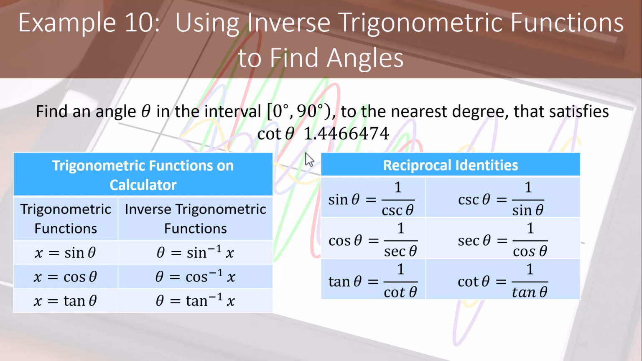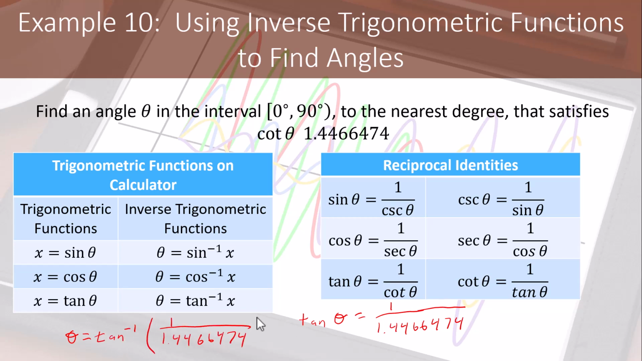However, if we know the cotangent, we can figure out the tangent. The tangent of theta is going to be the reciprocal of this. So the tangent of theta is going to be equal to 1 over 1.4466474. And then theta is going to be the inverse tangent, also known as arctangent, of that fraction right there. And that's what we need to compute.